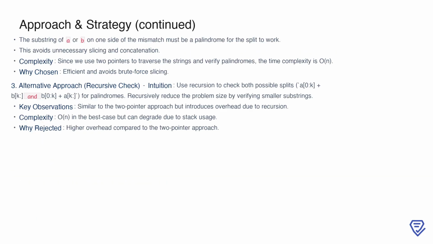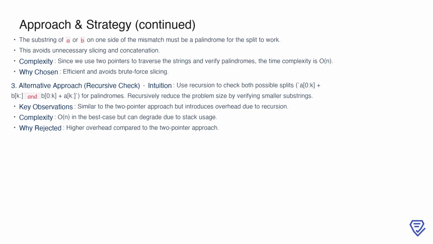To address the inefficiencies of the brute force method, we consider an optimized approach using the two-pointer technique. This method avoids explicitly checking all possible splits. Instead, we use two pointers, one starting at the beginning of the strings and the other at the end, and move them inward while comparing the characters at each position. If a mismatch occurs, we then examine two possibilities: replacing the mismatched section with the corresponding prefix or suffix of one string and checking if the result forms a palindrome.